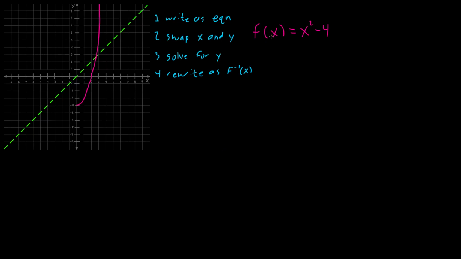We're given the function f of x is x squared minus 4. I've gone ahead and drawn this out and graphed it. Approximately, I really didn't sit here and measure it out, but this is about what it's going to look like. Let's just start with the steps, all right?